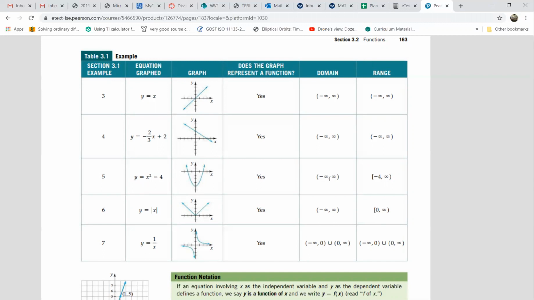How about the range of the function? We have to project the graph on y-axis. If you project the graph on y-axis, as you can see, it starts at -4. And as the graph continues on both sides, the projection on y-axis continues to positive infinity. So we're using a bracket, -4, because this point belongs to the graph of the function. So bracket -4 to positive infinity.